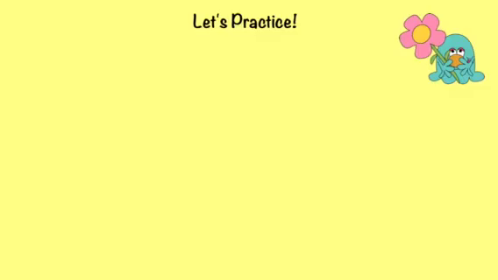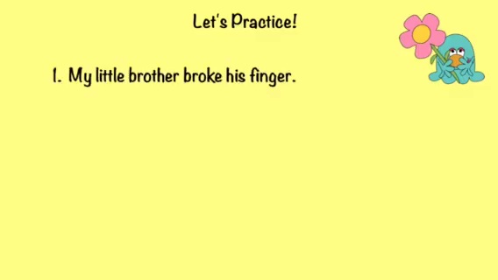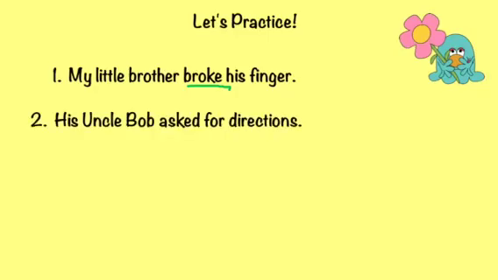Okay? Go ahead and pause again and let's practice finding the simple predicate in the same sentences that we had before. Okay, let's go back to sentence number 1. My little brother broke his finger. Ask yourself, what did my little brother do? He broke would be the word that we're looking for. In number 2, his Uncle Bob asked for directions. What did his Uncle Bob do? Asked would be the word we're looking for there.